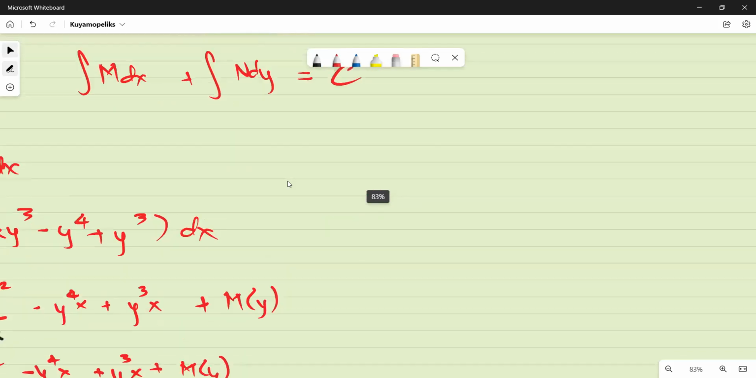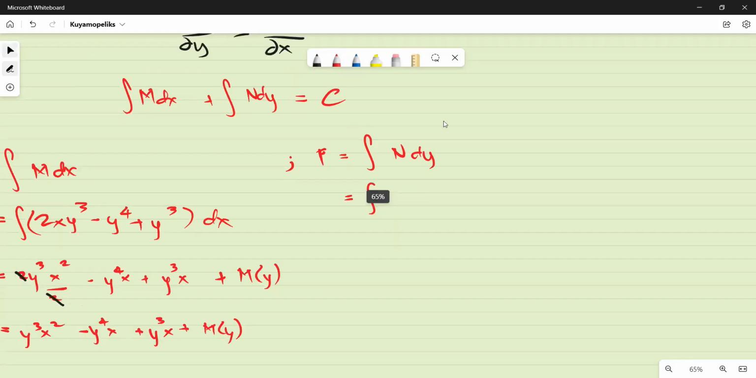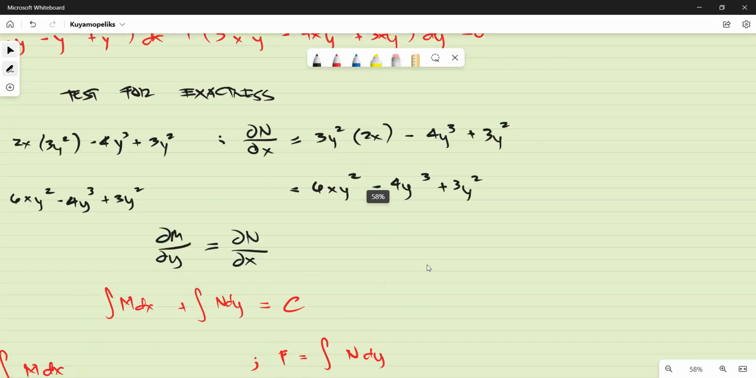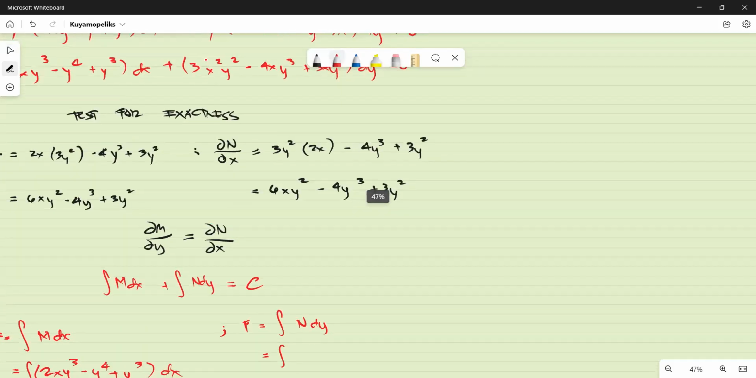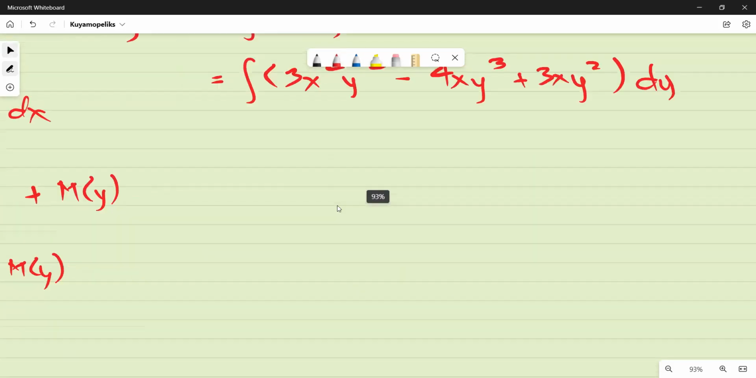Now, let's solve for the other f. Yung other f naman in terms of n dy. So, ano yung integral ng n? Ano yung n natin? Na mahaba ulit, yan. That is, ito, no? Wait lang, yan. 3x squared y squared minus 4xy cubed plus 3x y squared dy. Yan. Baba natin.